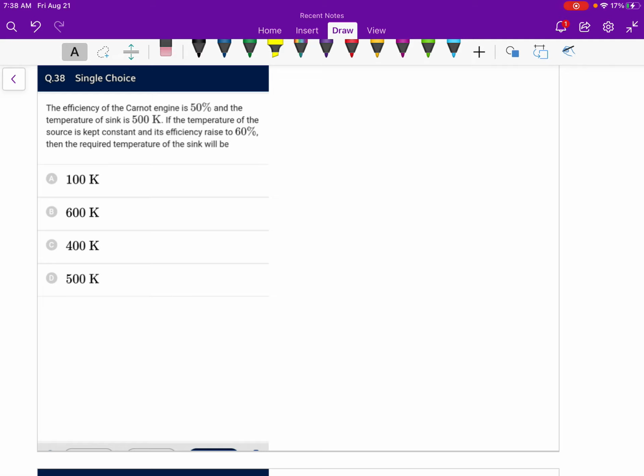The efficiency of a Carnot engine is 50%. The temperature of sink TC is given. TC is 500 Kelvin. If the temperature of the source is kept constant, TH is constant, efficiency rises to 60%, then the required temperature of the sink is, okay. So let's say initial temperature of hot reservoir is TH. So 1 minus TC upon TH is 0.5.